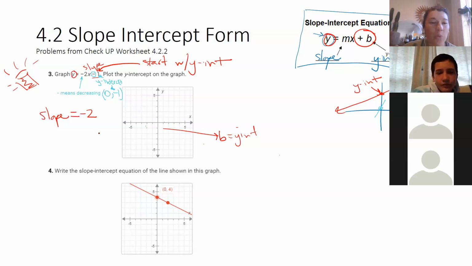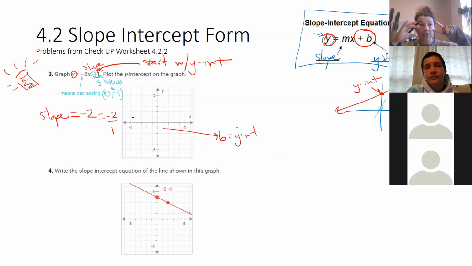All right, really important here that you think of slope as a fraction. So if our slope is -2, that is equal to -2 over 1. Really important you think of it as a fraction, so we have our up and down movement and our side to side movement, our rise and our run.